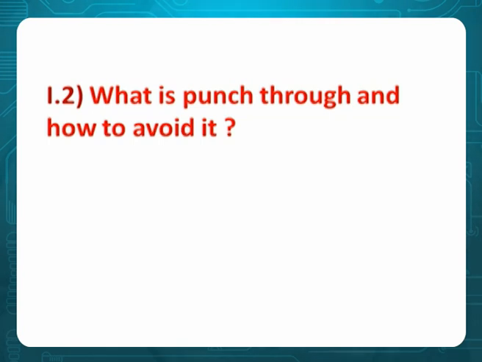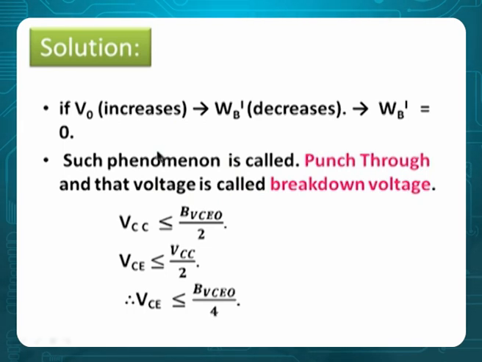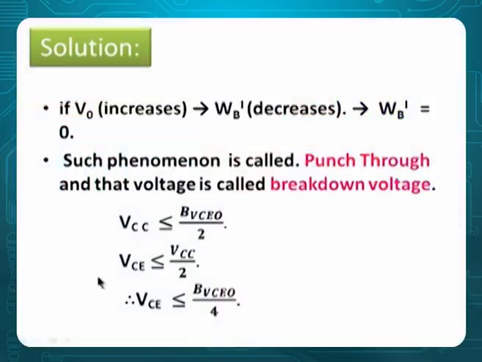Question 2. What is punch through and how to avoid it? As we discussed already, if Vo increases further and further, base width decreases further and further. At one point, base width becomes 0, that's called punch through. To avoid punch through, that means to avoid the breakdown voltage, we should take a lesser value. How much lesser? VC should be less than BVCO by 2, therefore VC is 1/4 of BVCO. If you take this condition, VC less than or equal to BVCO by 2, you are sure that punch through or breakdown will never occur.